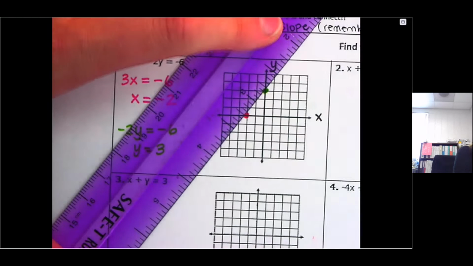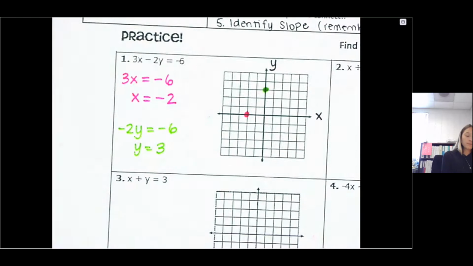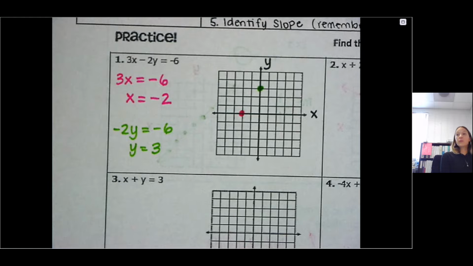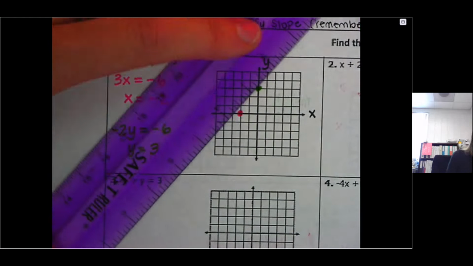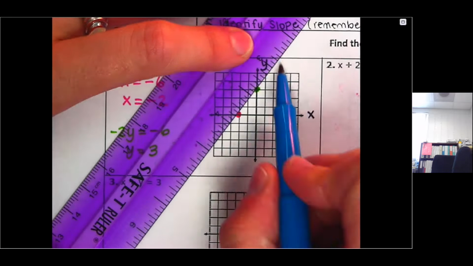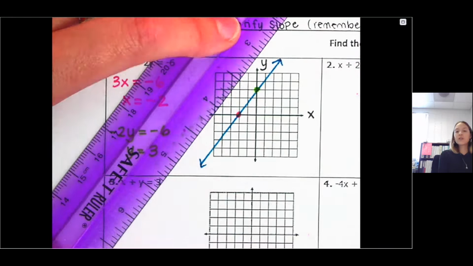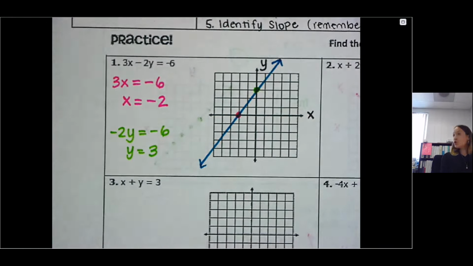Wait, what? Why did you just come over to me? I'm using my ruler, and I'm just going to connect the 2. And there we go. There's my line. Shortcut. That's how you solve it.